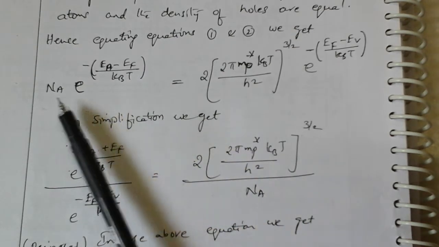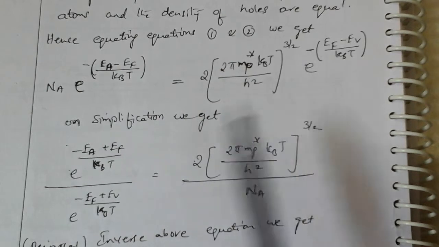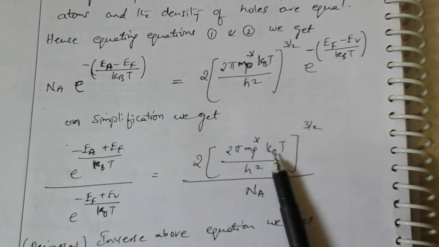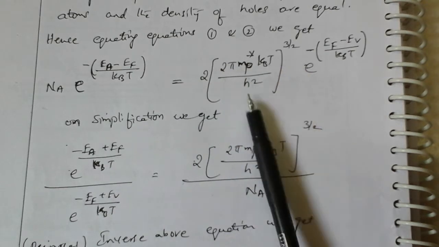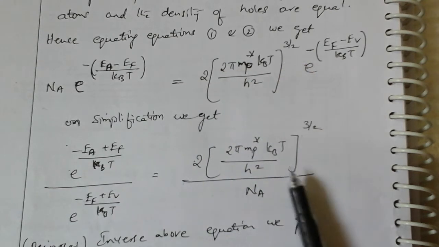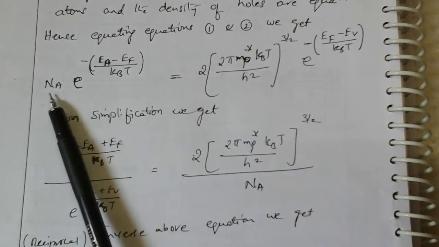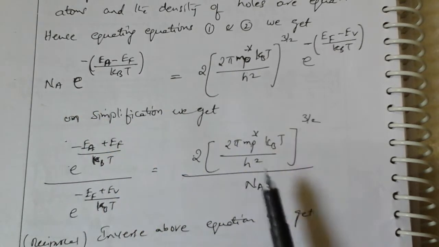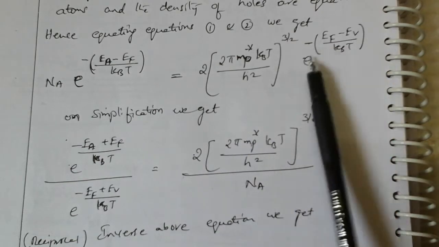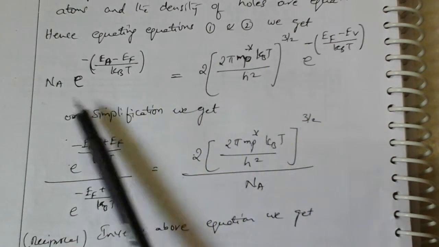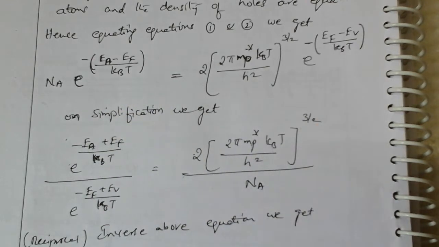So this Na value is sent to this side. That is why this value, I have already written the same value as 2 into (2 pi mp star kBT by h square) whole power 3 by 2, as it is. This Ea I am sending to this side, so it becomes like this. So cross multiplication, this is coming to this side and this is coming to this side, then it becomes like this.